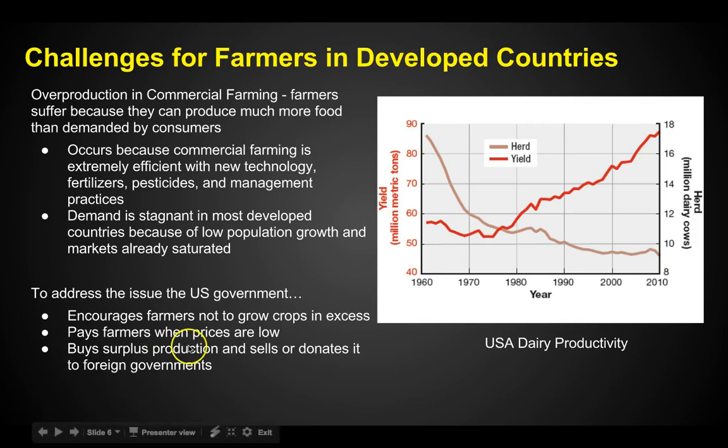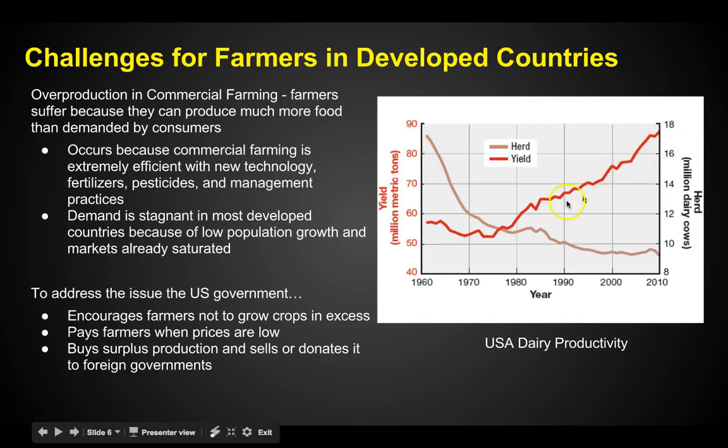Look at the dairy productivity here in the United States. So here's the yield: 1960, 1970, 1980, pretty cool. And then the yield went way up because they started to enhance it. They got more efficient with machines. They also enhanced milk production with growth hormones. That's why you've got to really consider what you're drinking. But the production went way up. So we have tons of milk.